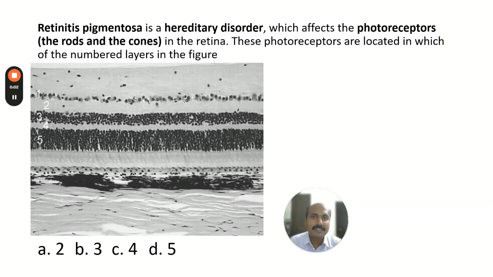Hello, I found an interesting NEET pattern question. This question is an ophthalmology anatomy integrated question. Let's have a look at this. Retinitis pigmentosa is a hereditary disorder which affects the photoreceptors, the rods and the cones.